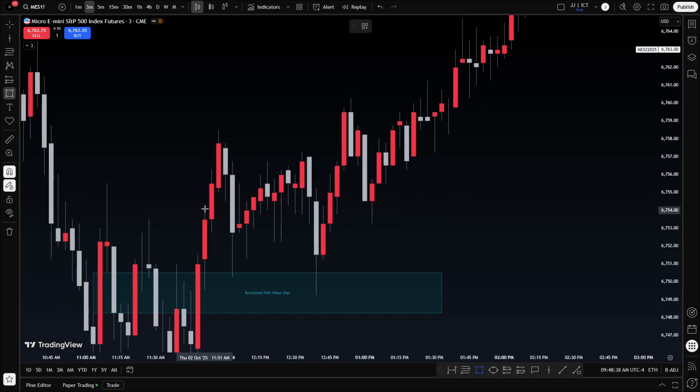And you know what the funny part is, right? Here is another reclaimed fair value gap. See that? Drops down into it. Bodies stay at the equilibrium. Wick drops down into some, I think it's some balanced price range here. Something's going on around here.